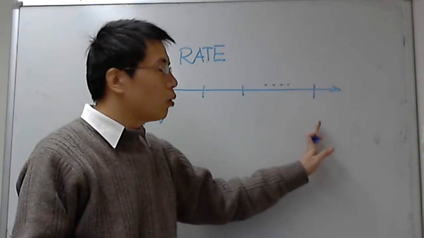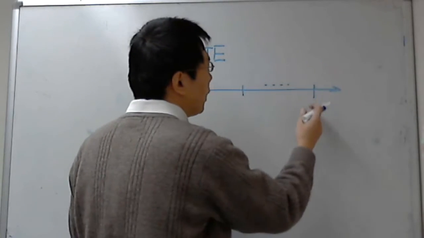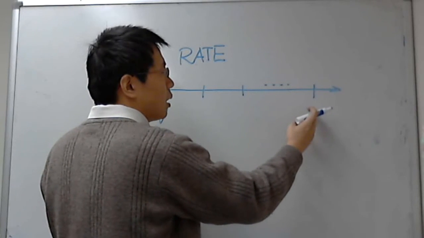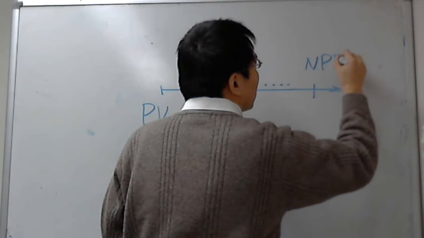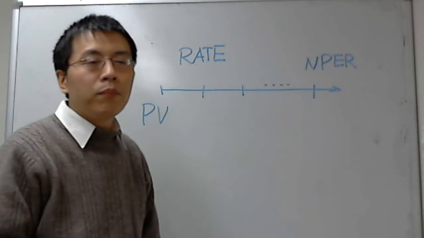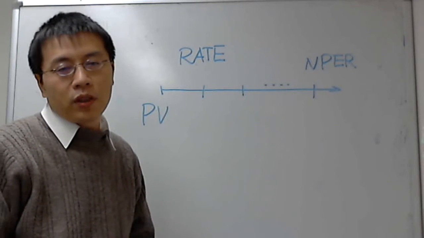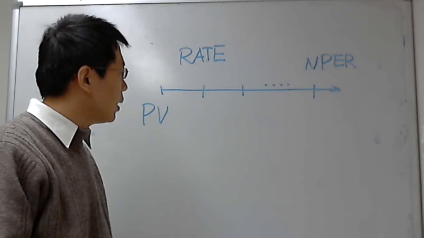And then on the right side of the timeline, we have the total number of periods here. So that is the number of periods, NPER. NPER represents the length of the investment, how many periods we have here.